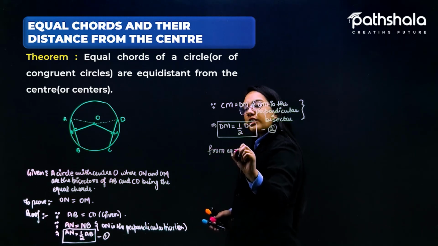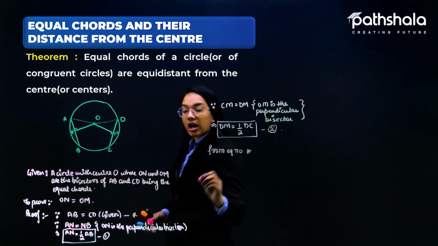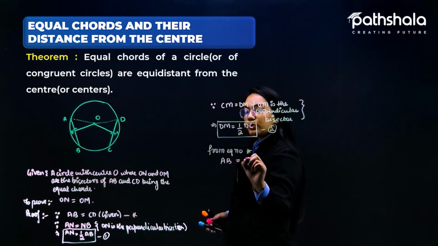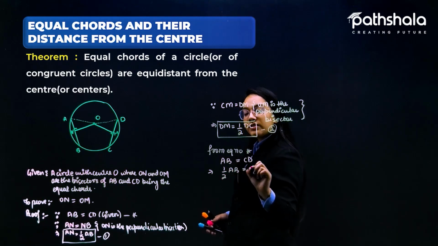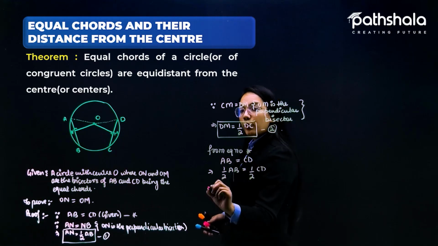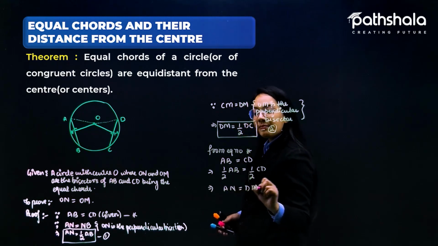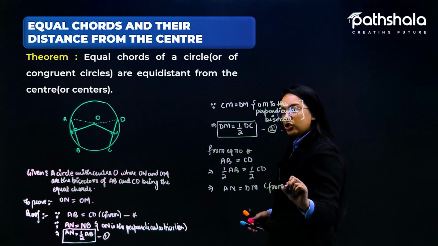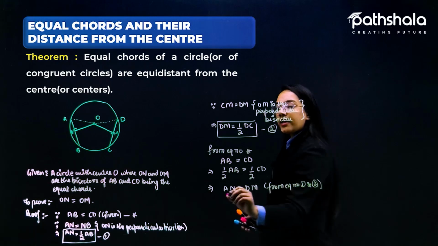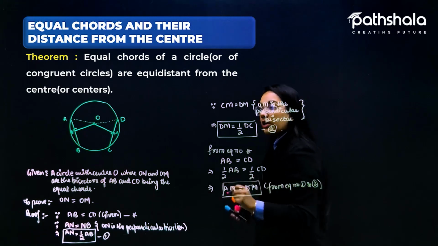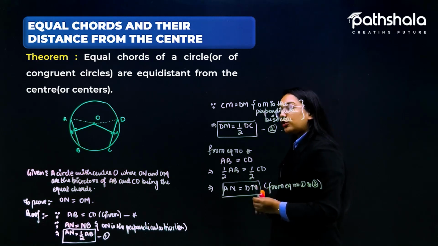From the equation number star, AB is equal to CD, which implies half of AB is equal to half of CD, which implies that AN should be equal to DM. From equation number 1 and 2, we can say that AN is equal to DM. So if AN is equal to DM, then we can move on towards the triangles.